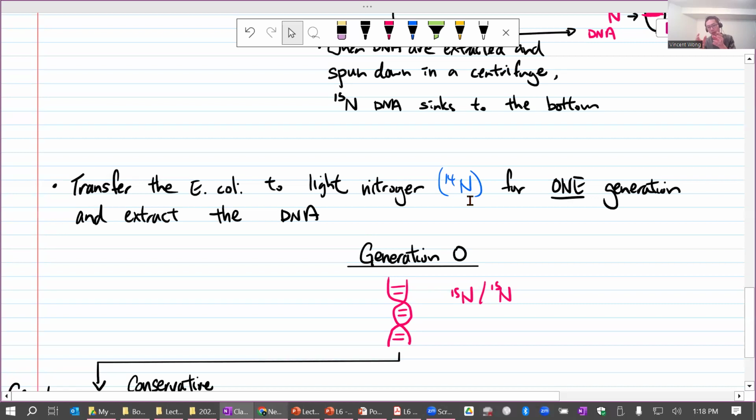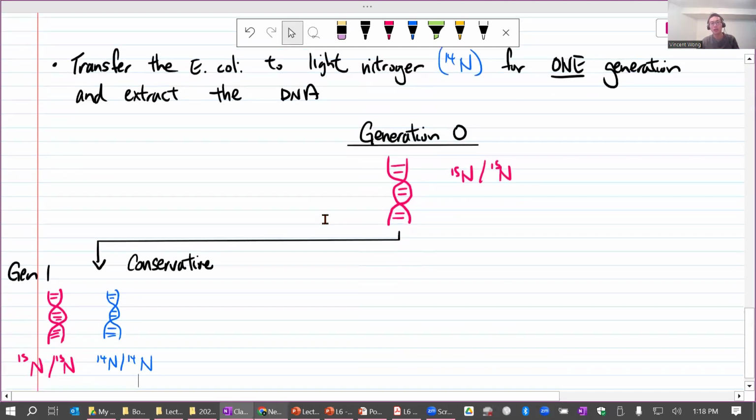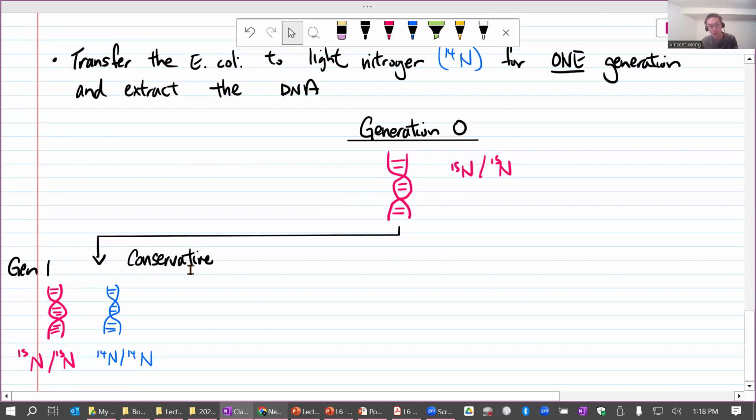So that means at that point, when the E. coli divides, when it makes new DNA, anytime you make new DNA, you need nitrogen, right? And the only available nitrogen at this time is the N14. So if it's the conservative model, then the DNA that you have in the culture would have N15 from the previous generation, and all the new ones that you've made will be N14. Yeah. Okay.